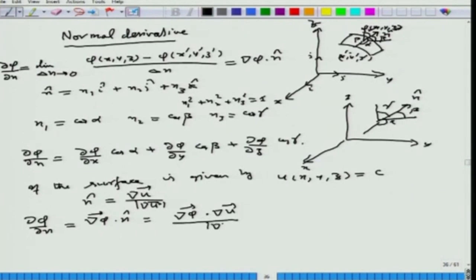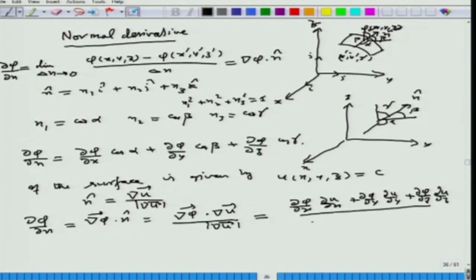In component form, this is del phi by del x, del u by del x plus del phi by del y, del u by del y plus del phi by del z, del u by del z, over plus or minus the square root of del u by del x square plus del u by del y square plus del u by del z square.